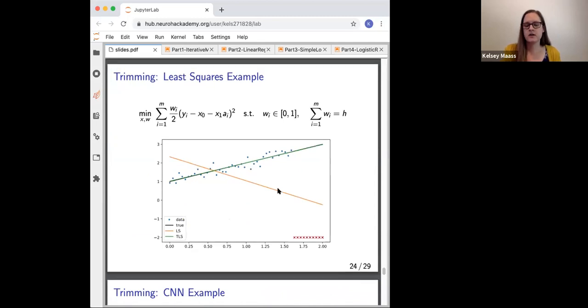So here we have a toy example for least squares, where all of our data here are blue for our inliers, and then we have some outliers here, maybe from like a broken sensor. When we use ordinary least squares, we end up fitting this orange line that's really influenced by these outliers. But now when we add trimming, we end up with this green line, a solution that's really close to the model that actually generated the data.